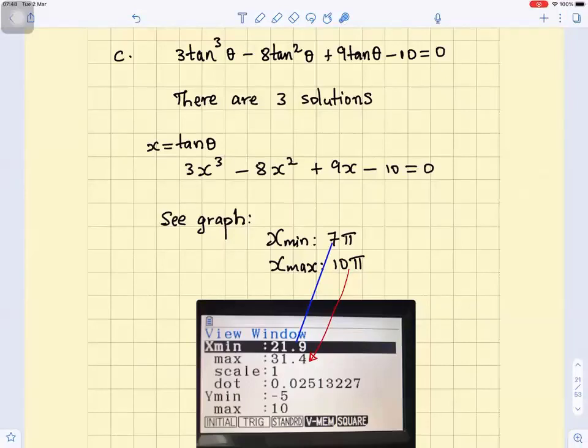For part C, 3 tan cubed theta minus 8 tan squared theta plus 9 tan theta minus 10 equals 0. So there are 3 solutions. So if we have x equals tan theta, you replace tan theta with x, so that will be 3x cubed plus 8x squared plus 9x minus 10 equals 0. And you can plot a graph where the minimum x is 7 pi, which will be 21.9, and the maximum x is 31.4, which is 10 pi, and y goes from minus 5 to 10.